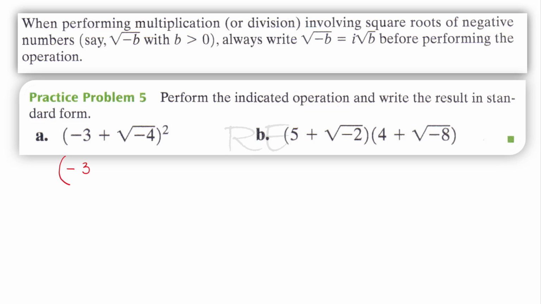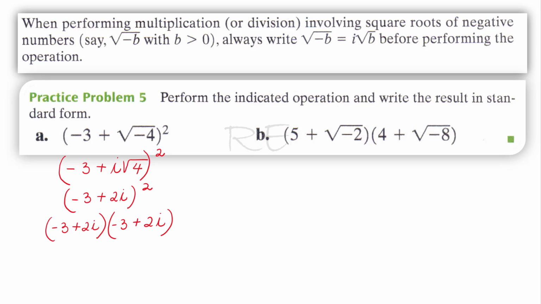Negative 3 plus i square root of 4, squared. Well, square root of 4 is 2. So it's negative 3 plus 2i, squared. Which is negative 3 plus 2i times negative 3 plus 2i.